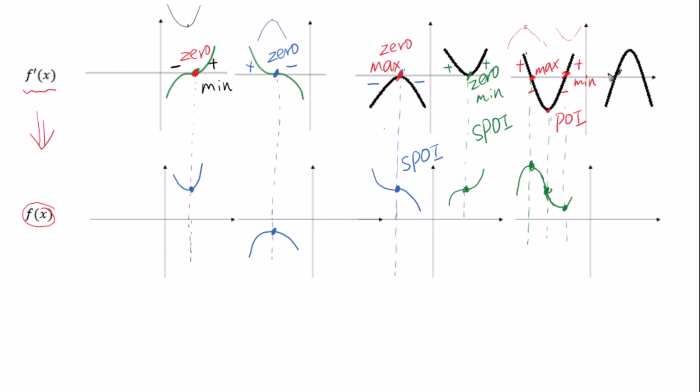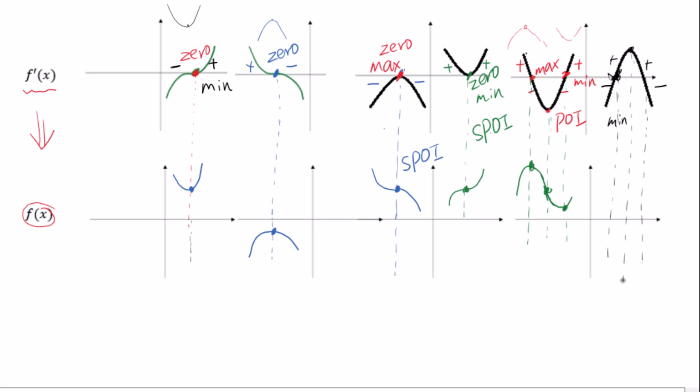And for this one, we could say the sign is negative because it's below the x-axis, positive, positive, negative. So this point will be a minimum point, and this point will be a maximum point. And for this, the maximum will be a point of inflection. We can sketch the graph like this.